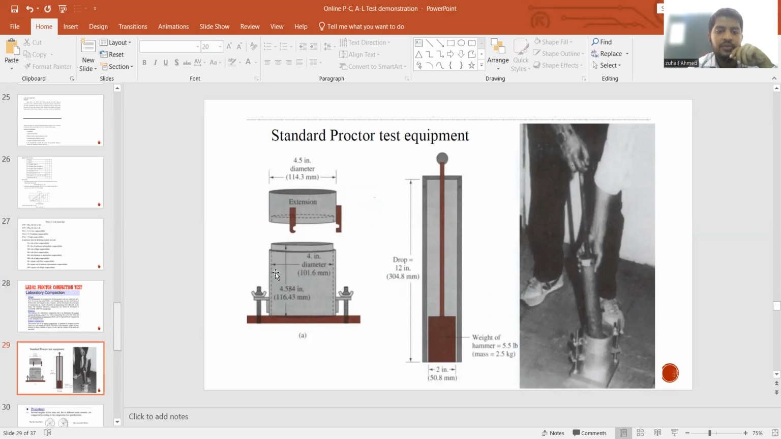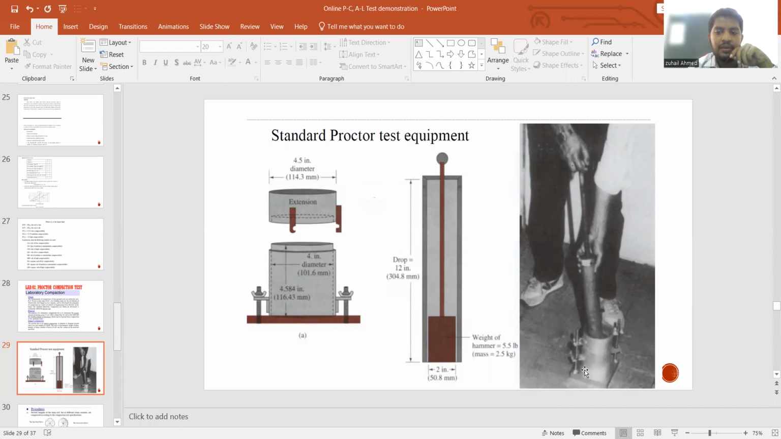So a 4-inch diameter is there. This is a collar, an extension collar. You can remove that one. You may have already seen this in our lab. So this is the hammer. You can extend it and apply the load through this weight. The dropping height is this one. It is standardized. The weight of the hammer mass is also standardized.